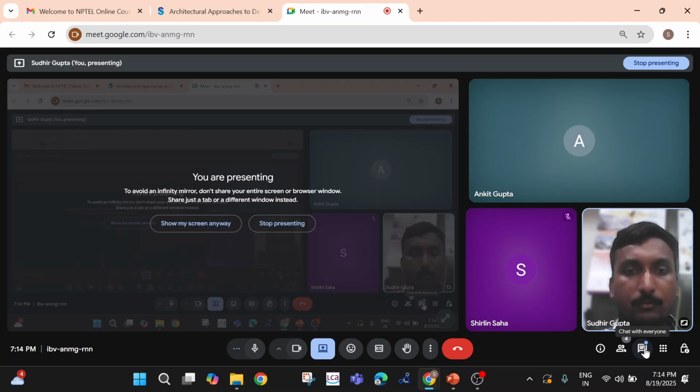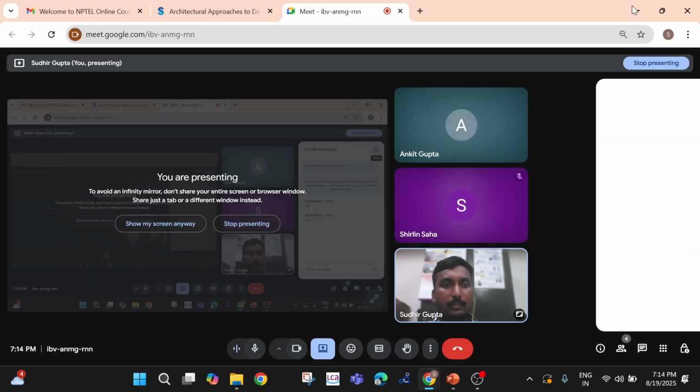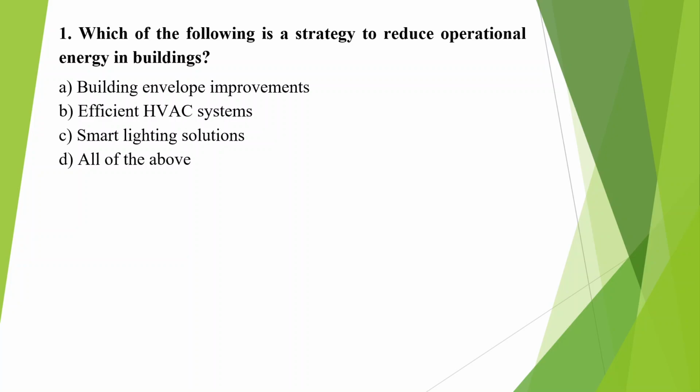Celine is saying 1D. So for question number 1, all of the above is the correct answer, as marked by Celine. As we can see from all the options, operational energy can be reduced through multiple strategies. All of them contribute to the reduction of operational energy in buildings, whether improving the building envelope, adopting efficient HVAC systems, or implementing smart lighting solutions. That's why option D, all of the above, is the correct answer.